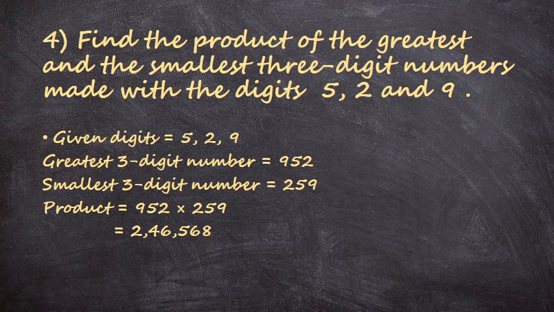So basically in this question, first of all, out of the given digits 5, 2 and 9, we are supposed to find out the greatest and the smallest 3-digit number, and then we will find out their product. Product means the multiplication of these greatest and the smallest numbers.